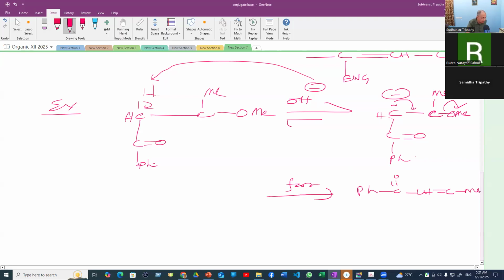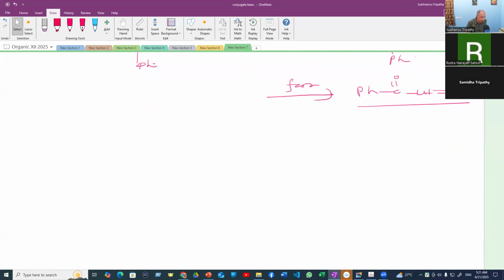So this is the product, and the mechanism is E1CB, and other products are also there. There are umpteen number of cases I can cite, but I don't have time. We have to proceed.